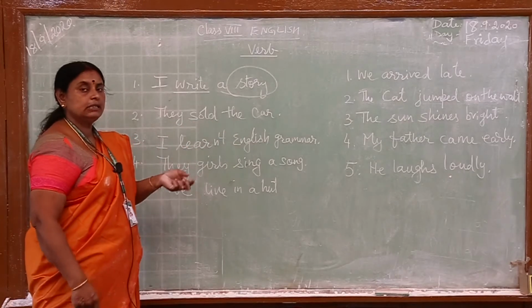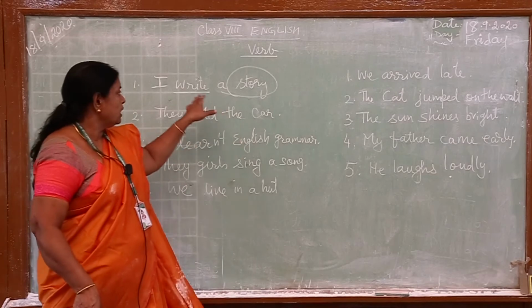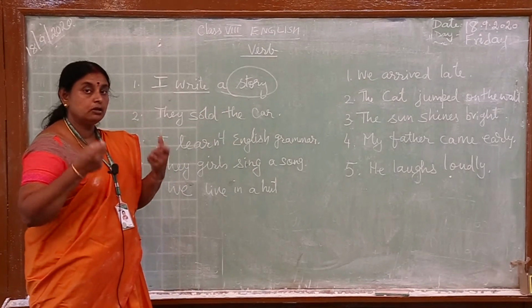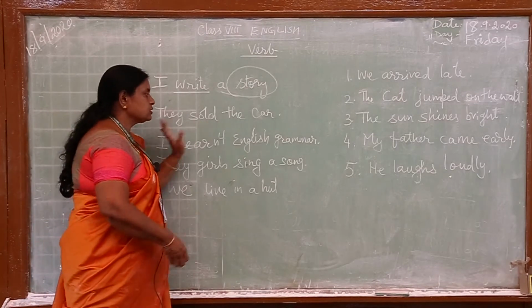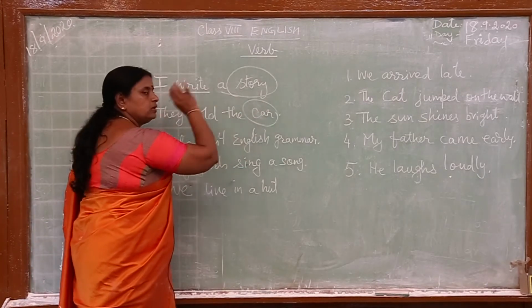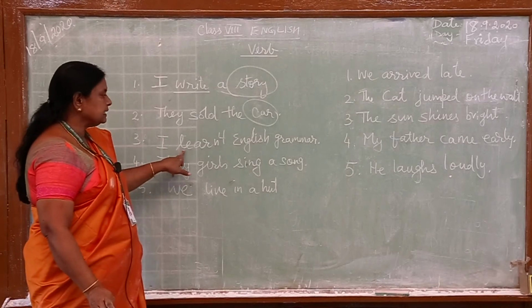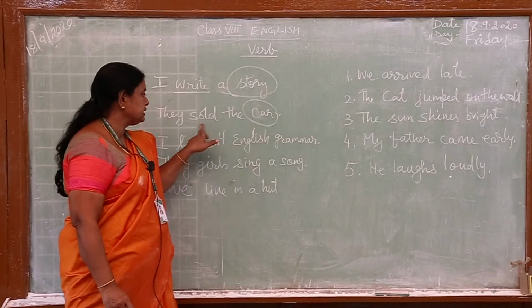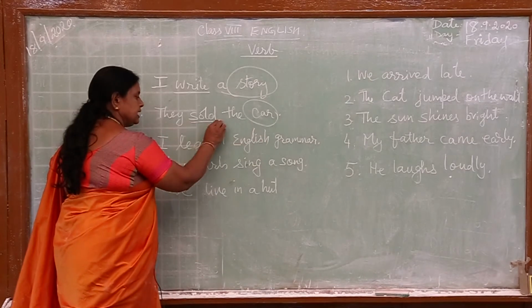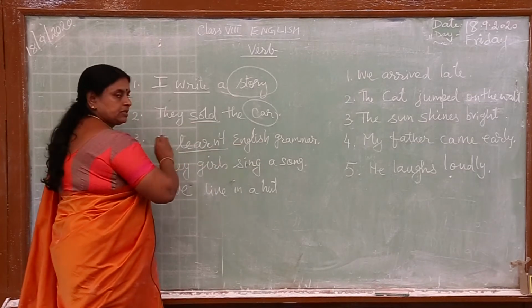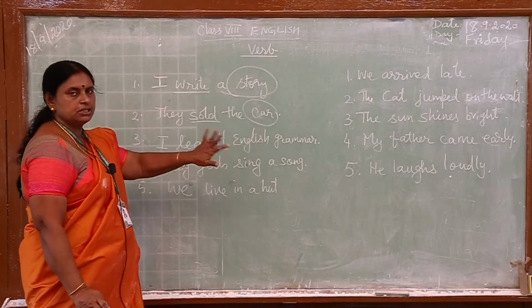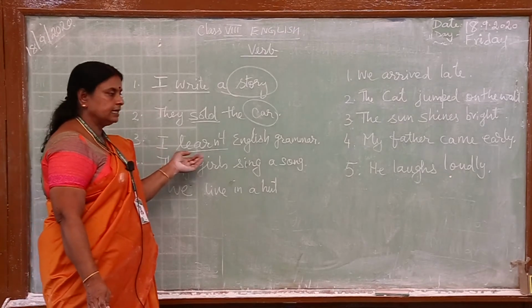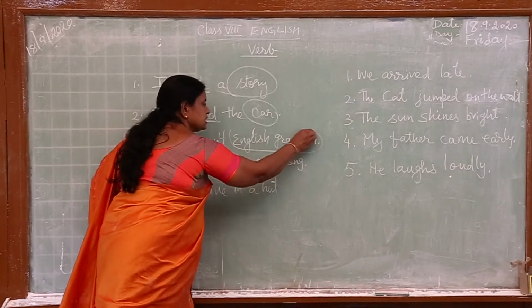What are they selling? See, repeatedly I am telling you what: what he wrote, what they sold. I am repeatedly telling this, you have to concentrate on that. So what they sold? They sold a car. Now, I learnt English grammar. Here the verb is learnt. What has this subject learnt? He has learnt English grammar.